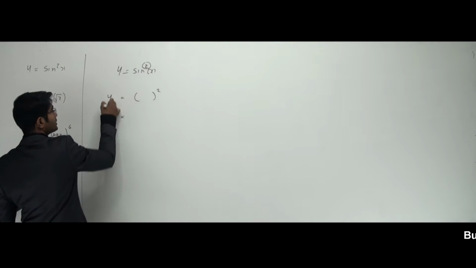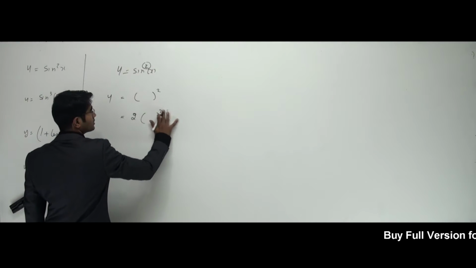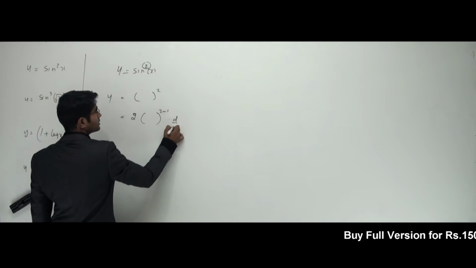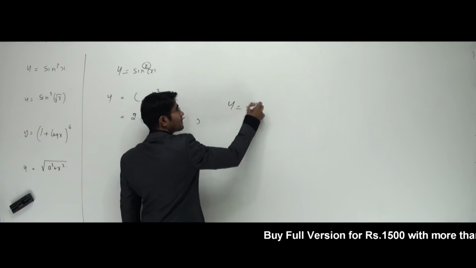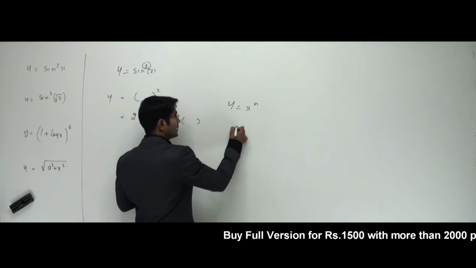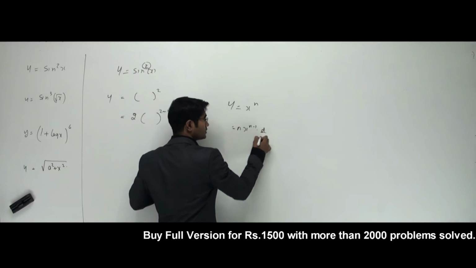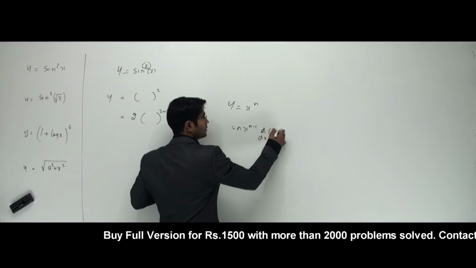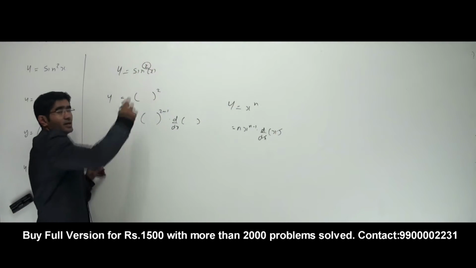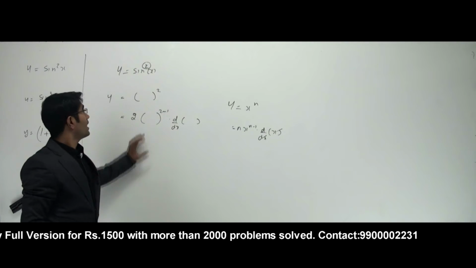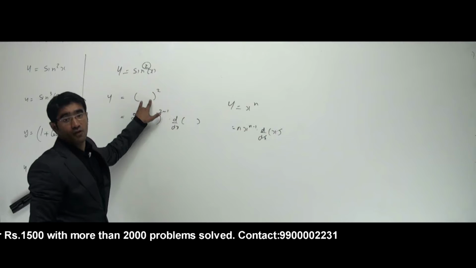So how do you differentiate this? There is 2 into the function to the power 2 minus 1, into d by dx of that function. So it basically looks like y is equal to x power n, which is n into x to the power n minus 1, into d by dx of x, which we don't write. Correct? So you need to take it like this. Anything to the power has to be considered like x to the power n. Now who is x? This guy, the function basically.